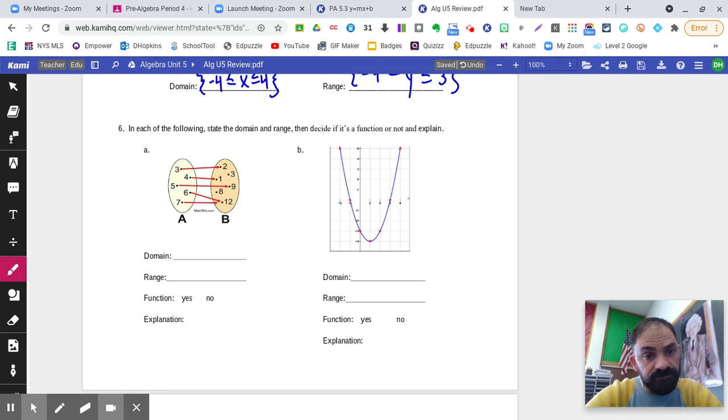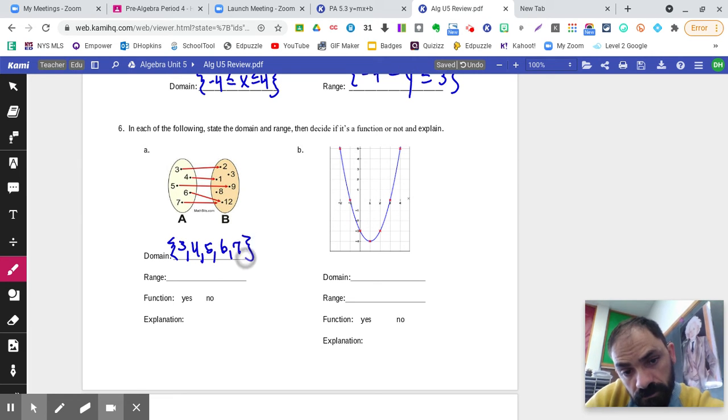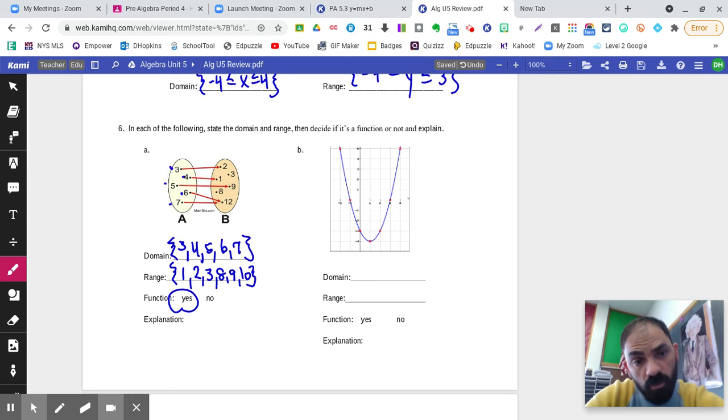Okay, domain here. Domain is all the x values. 3, 4, 5, 6, 7. The range is all the y values. 1, 2, 3, 8, 9, 10. Is it a function? It sure is. Each x only has one y value. And that's your explanation, by the way.